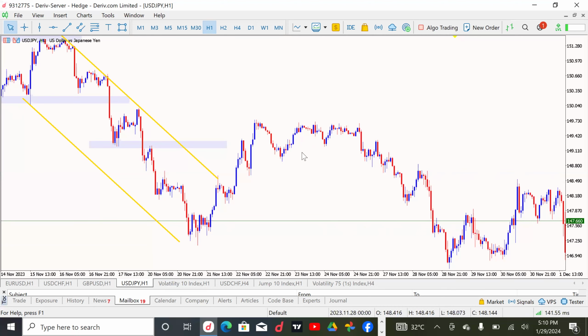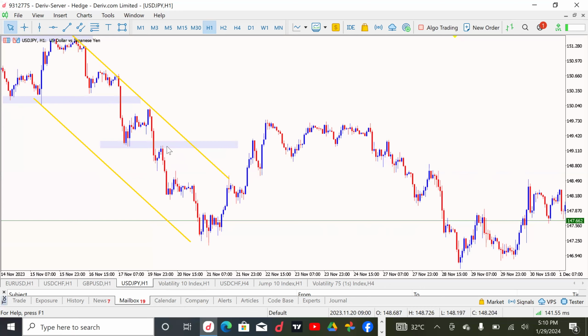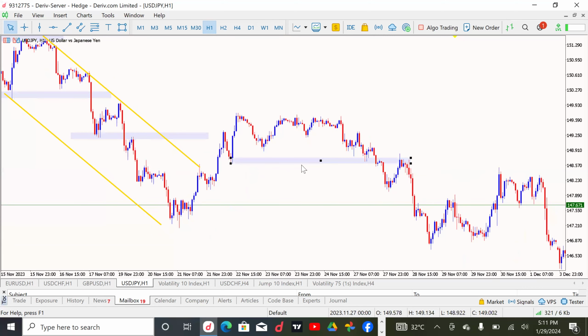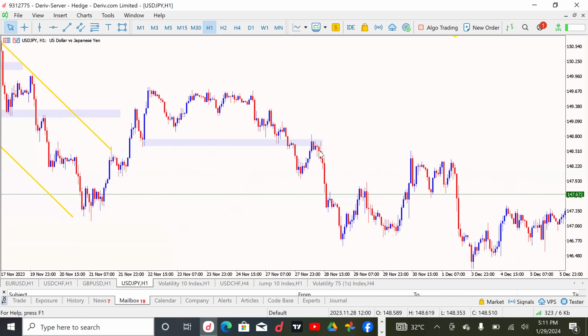Then we have this consolidation. Price was really consolidating around this zone before price later broke it. You can see when price broke, it came back to test it with some engulfing and pin bar. We have this engulfing pin bar, and price still broke in the lower time frame.